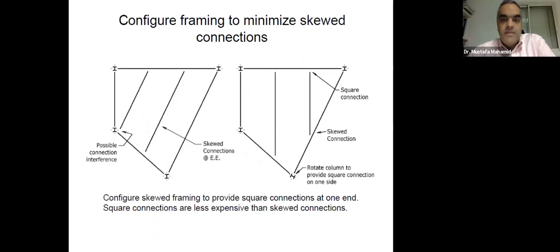Configure framing to minimize skewed connections. So here you have 2 examples of how you may do the framing and you end up with many skewed connections, versus if you configure the framing and you minimize the number of skewed connections. I mean, sometimes we have no choice, but we can look at that carefully and configure it to minimize the number of skewed connections.